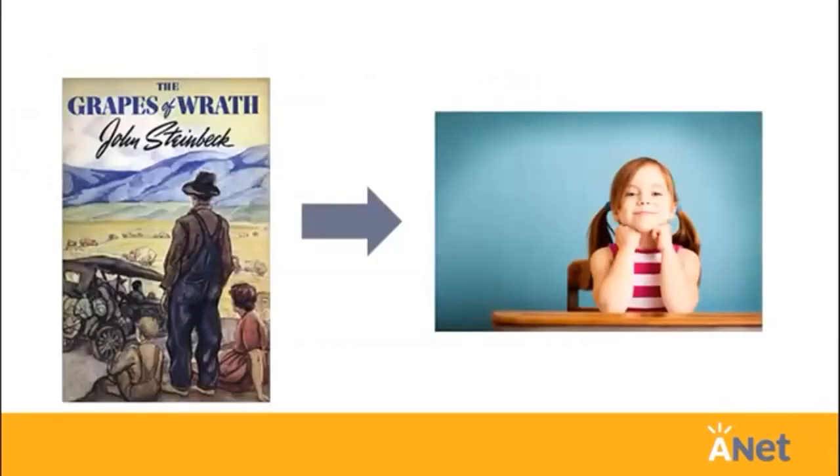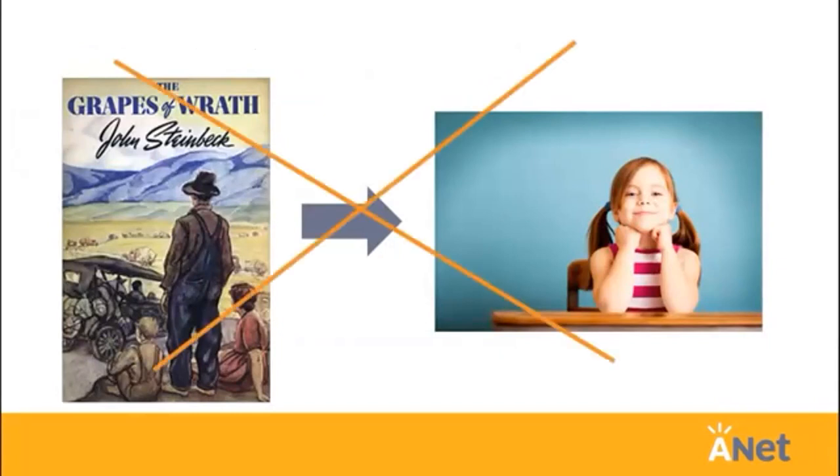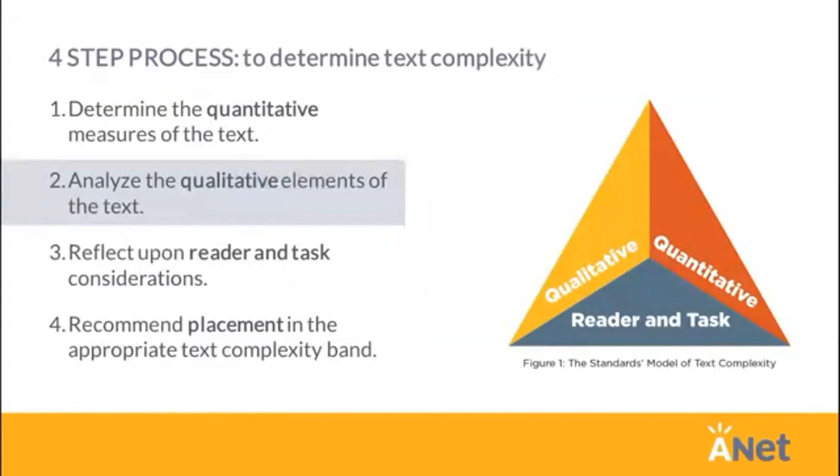But does this mean that we would want to teach this book in 2nd grade? No, and here's why. The topics and themes that Steinbeck captures in this book are far from simple, and that's why we have a multi-dimensional model for considering text complexity. So now let's move on to consider step 2, analyzing the qualitative elements of a text.